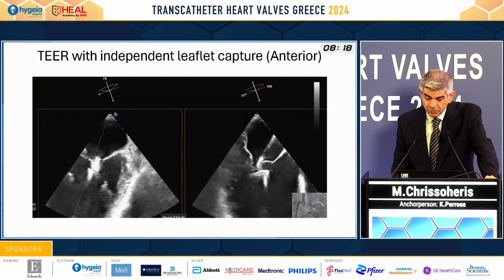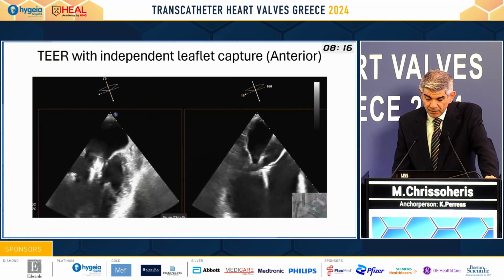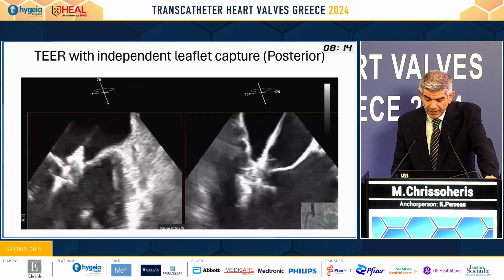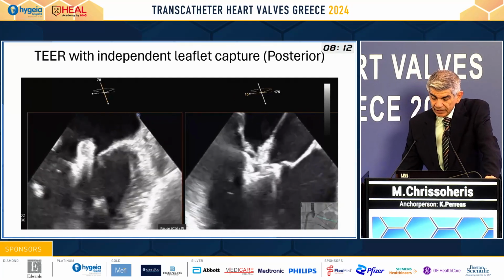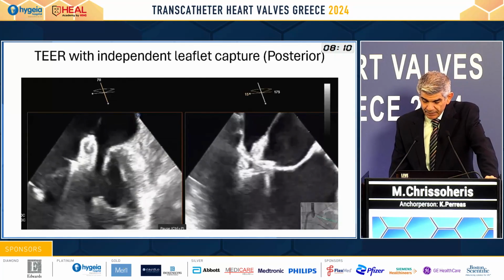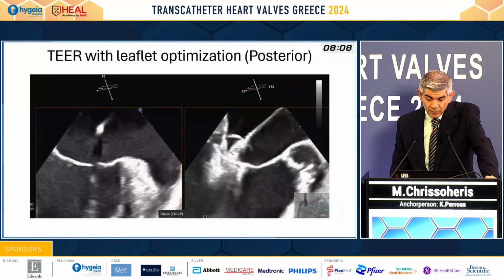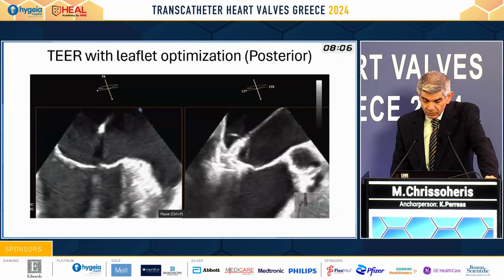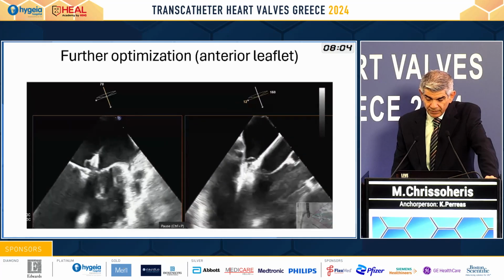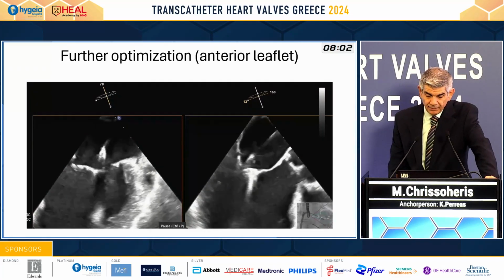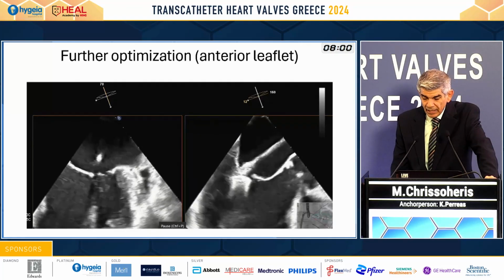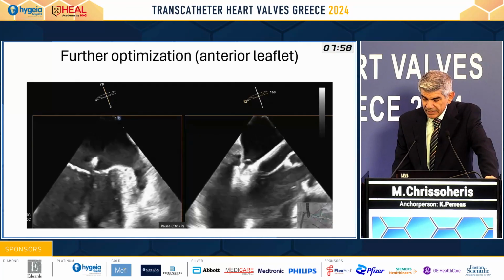Here we have the engagement of the valve leaflets. In this particular case, we did independent grasping of the anterior leaflet first, followed by independent grasping of the posterior leaflet with the Pascal P10. Optimization of the posterior leaflet, which is something that we usually do very often depending on our initial results with color, and further optimization of the anterior leaflet, as you can see here.